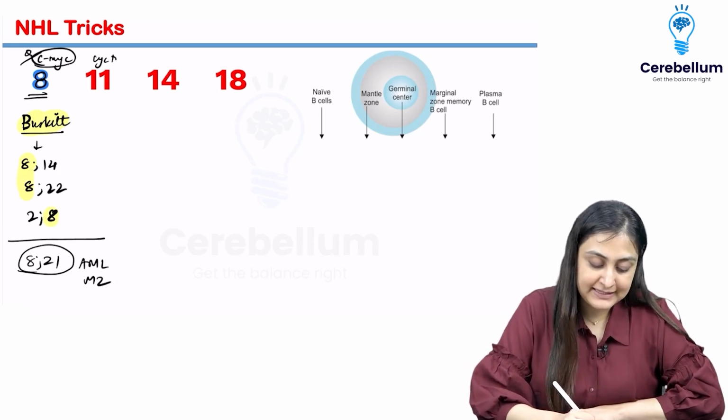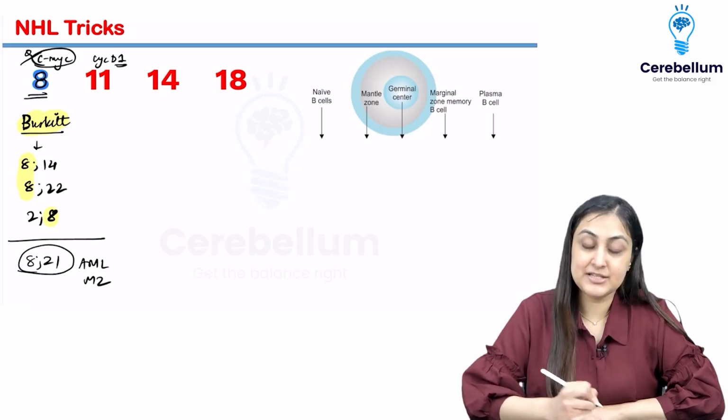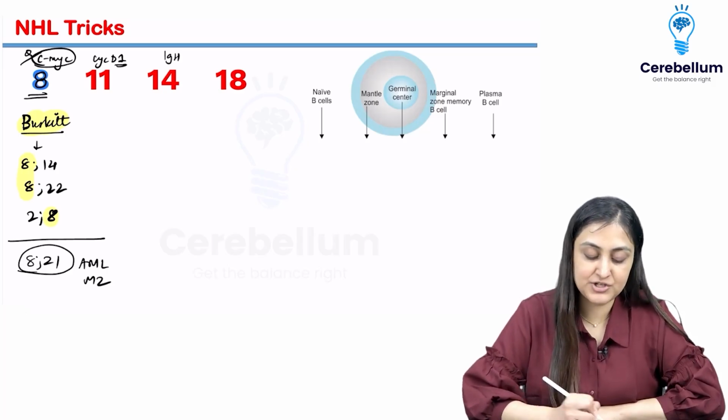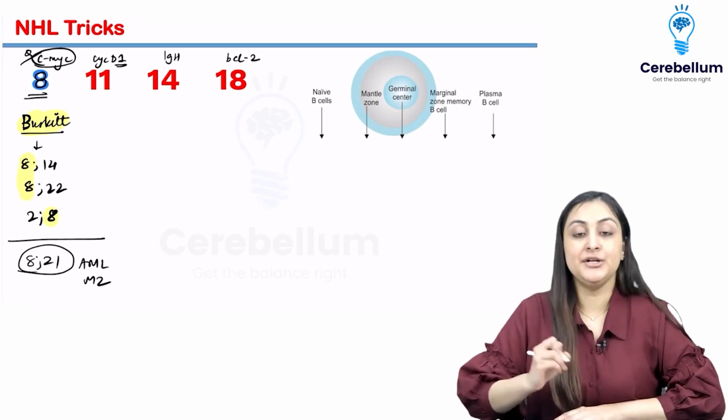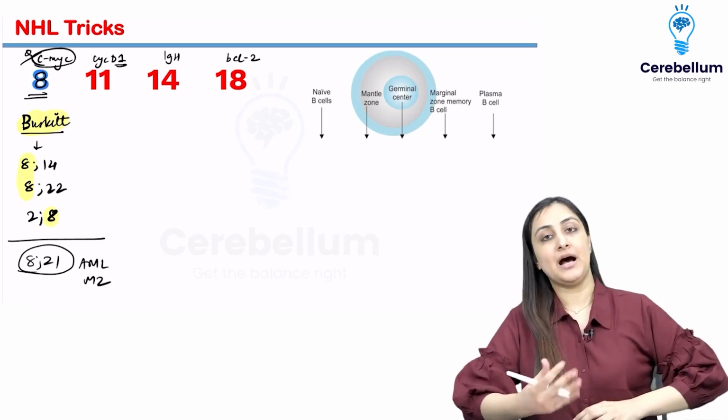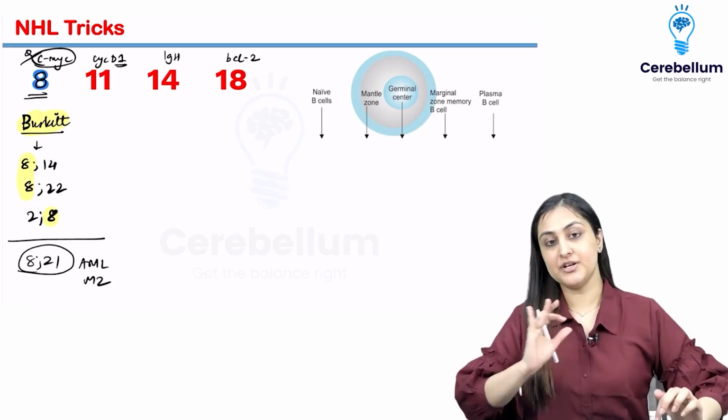11 is cyclin D1. So 1 is 11, cyclin D1. 14 is nothing special, it is the heavy chain of immunoglobulin, IgH, and 18 is BCL2. So once you know this, even the markers become very easy after you remember the translocation.